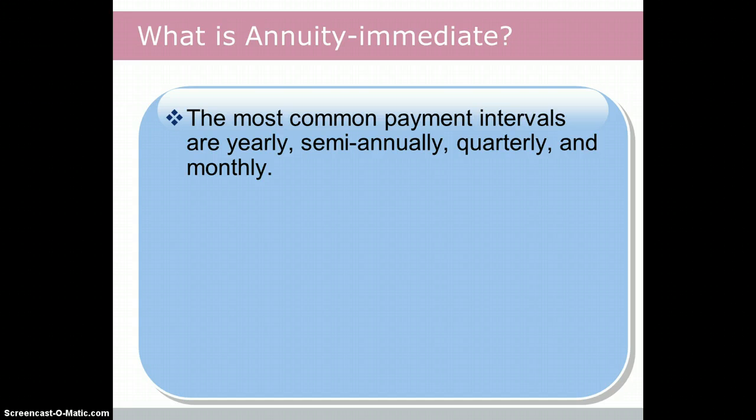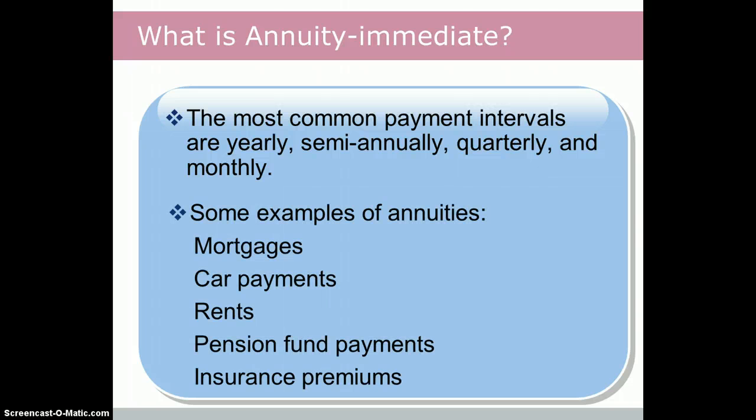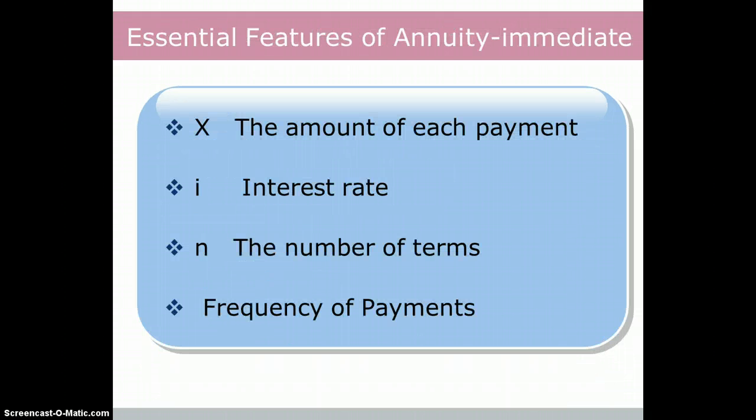The most common payment intervals are yearly, semi-annually, quarterly, and monthly. These are some examples of annuities: mortgages, car payments, rents, pension fund payments, and insurance premiums. It seems that annuities appear everywhere, so they're very important to us. Next, let's learn the several features of the annuity: the amount of each payment X, interest rate I, the number of terms N, and the frequency of payments.